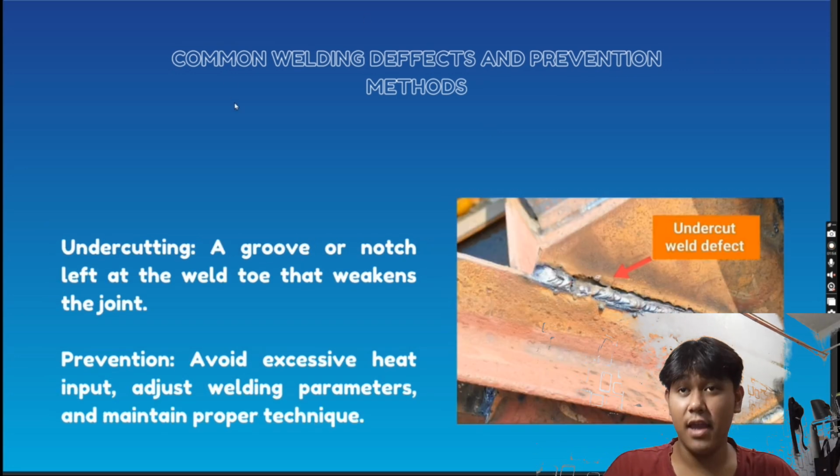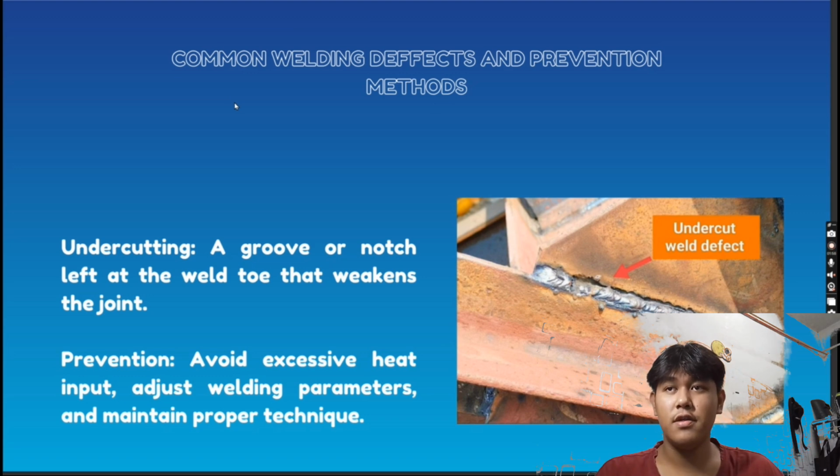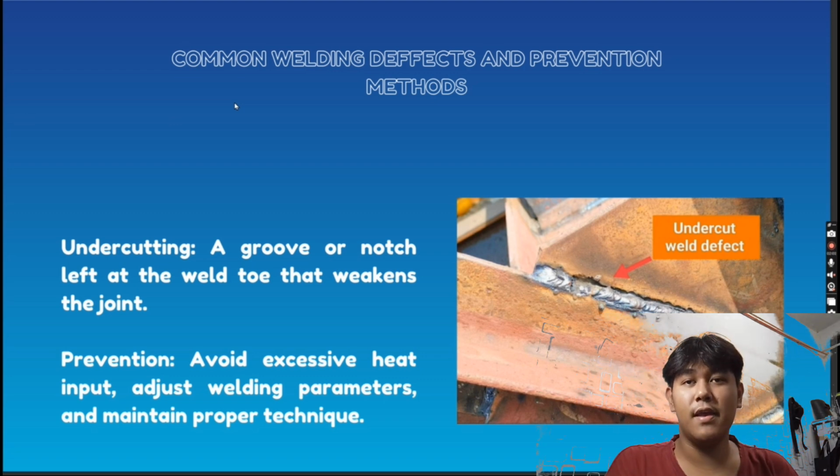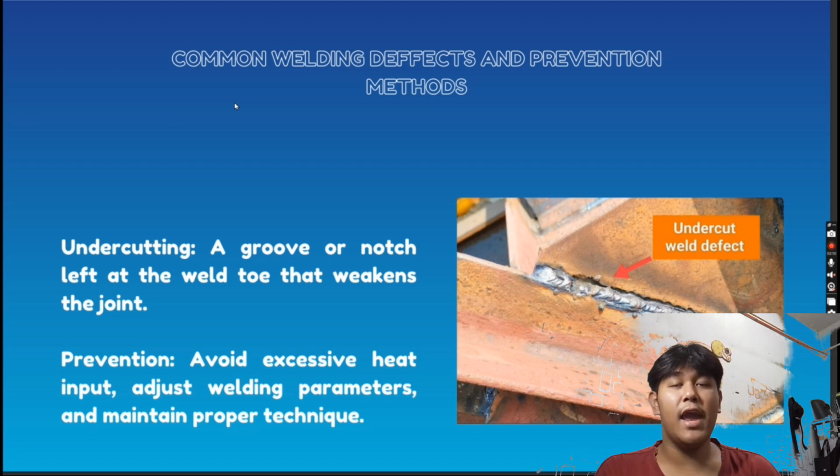Lastly is undercutting, a groove or notch left at the weld toe that weakens the joint. The prevention is to avoid excessive heat input, adjust welding parameters, and maintain proper technique, such as maintaining the work angle.